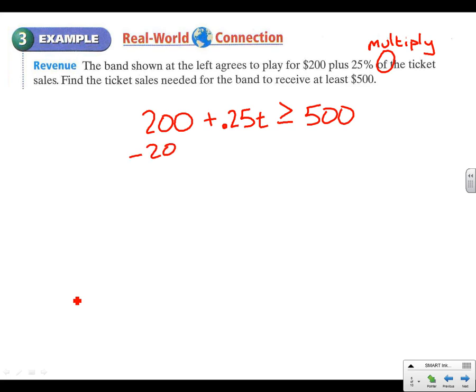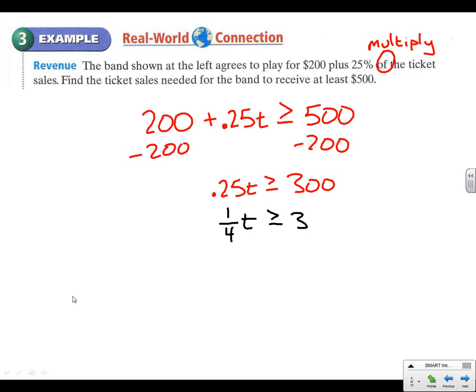First we'll subtract the 200. And we've got 0.25t greater than or equal to 300. And I'm going to change this 0.25 into a fraction. Okay, this is a situation where fractions are actually going to really help us here. Remember, 25 cents is a quarter of a dollar.